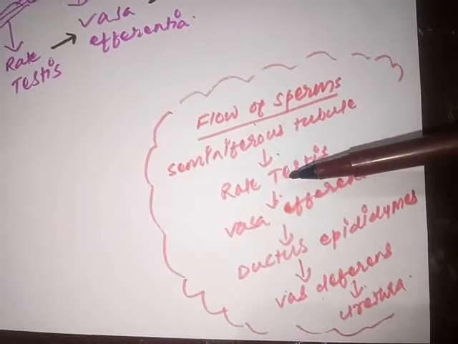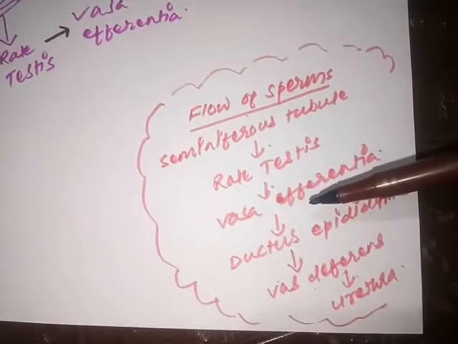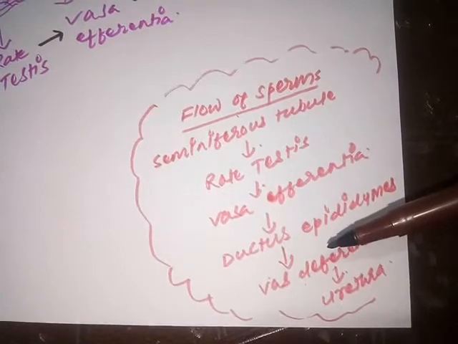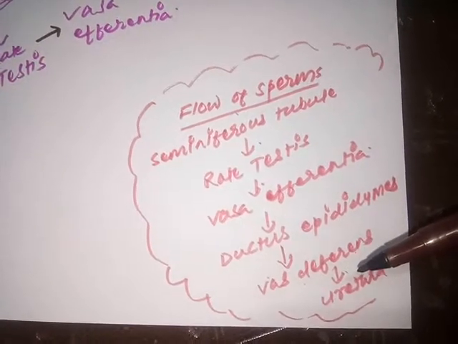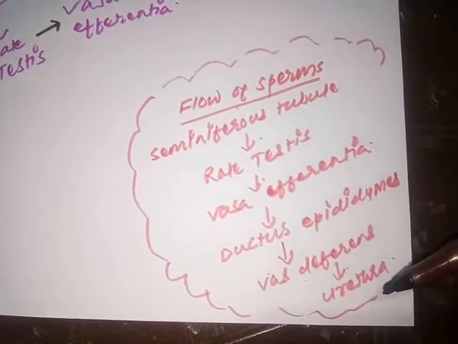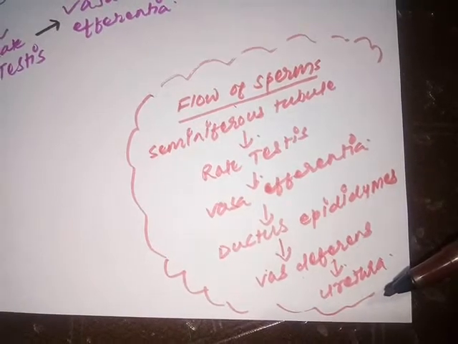These combine to form the rete testis, they combine to form the vasa efferentia, they combine to form the ductus epididymis, they combine to form the vas deferens. Finally, they are just releasing the sperm into the urethra.